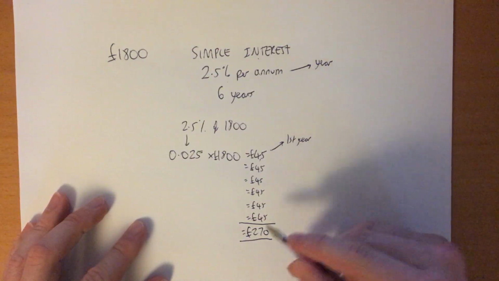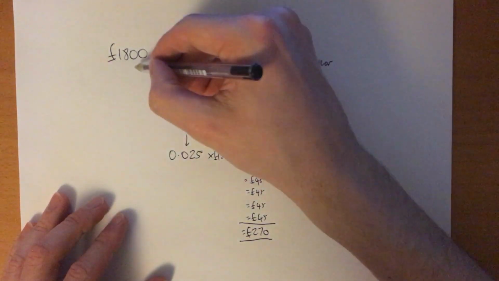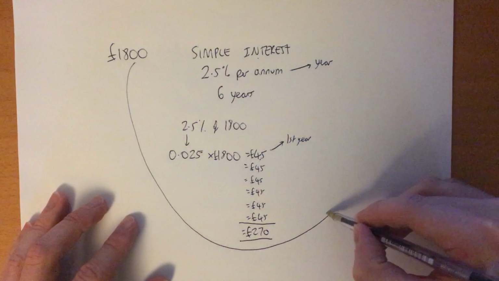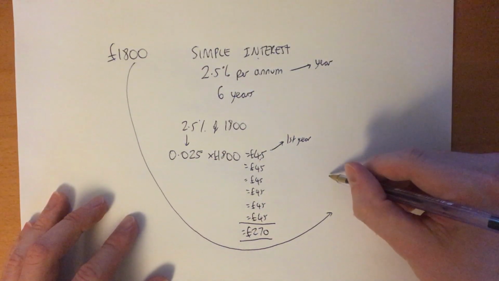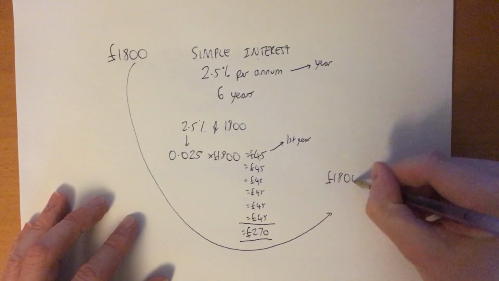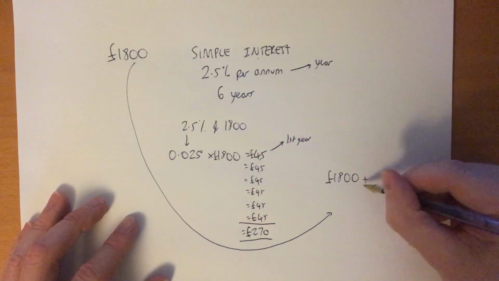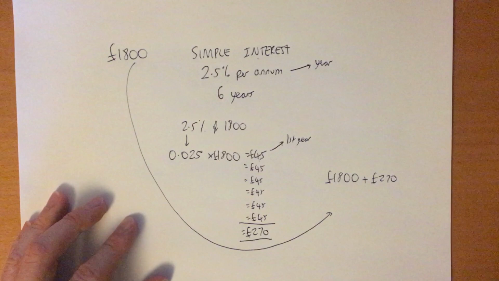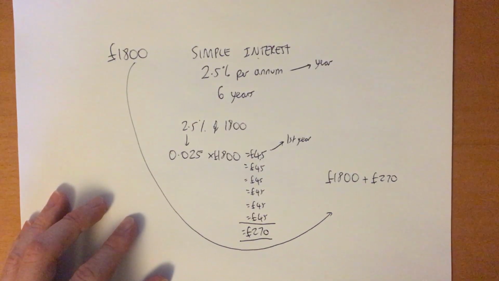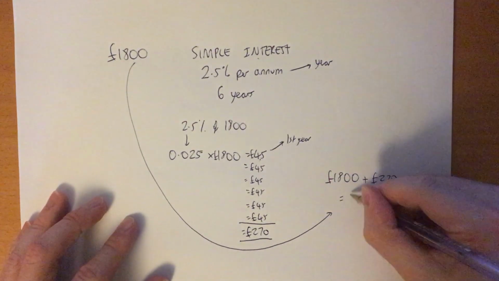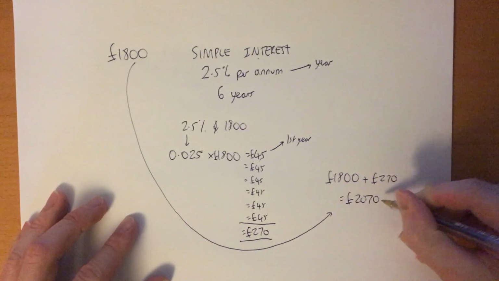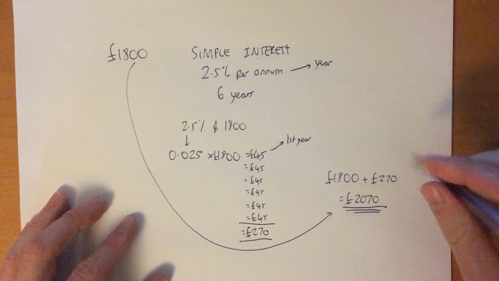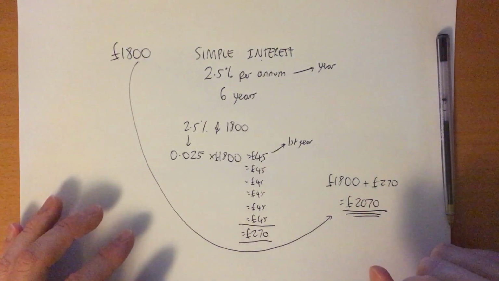So therefore, I'm going to add that to my beginning total, which is £1,800. I'm going to add that to £270. 1,800 add 270 equals 2,070, and that's how much I would leave at the end of the 6 years with. Okay?